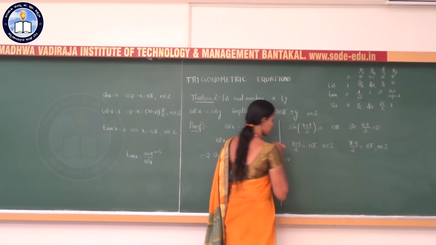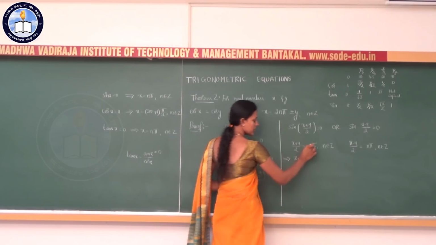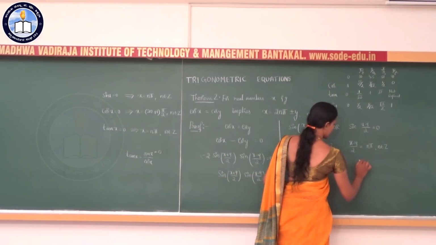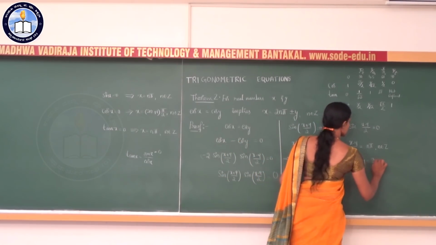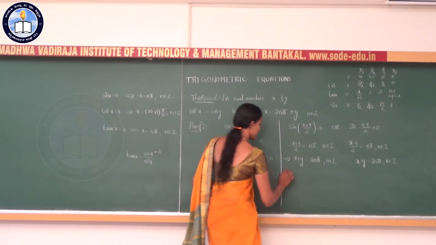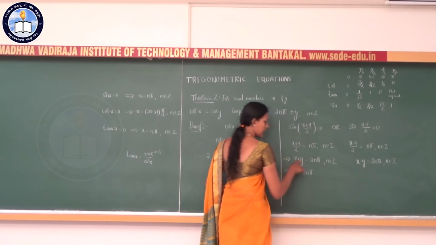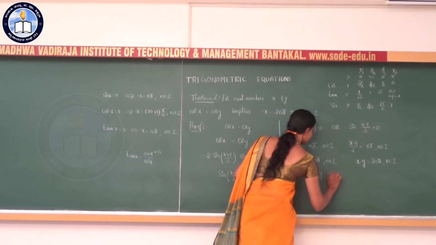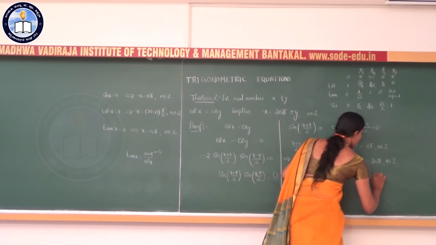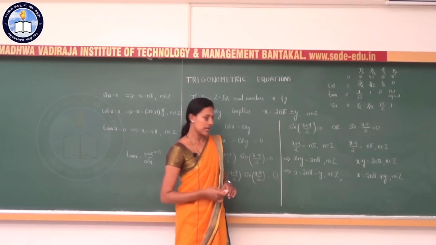Now let us simplify these two expressions. In the first, we have x plus y is equal to 2n pi, where n is an integer, and in the second, it is x minus y is equal to 2n pi, where n is an integer. So what is x then? In the first case, x is 2n pi minus y, and in the second case, x is 2n pi plus y, where n is an integer.